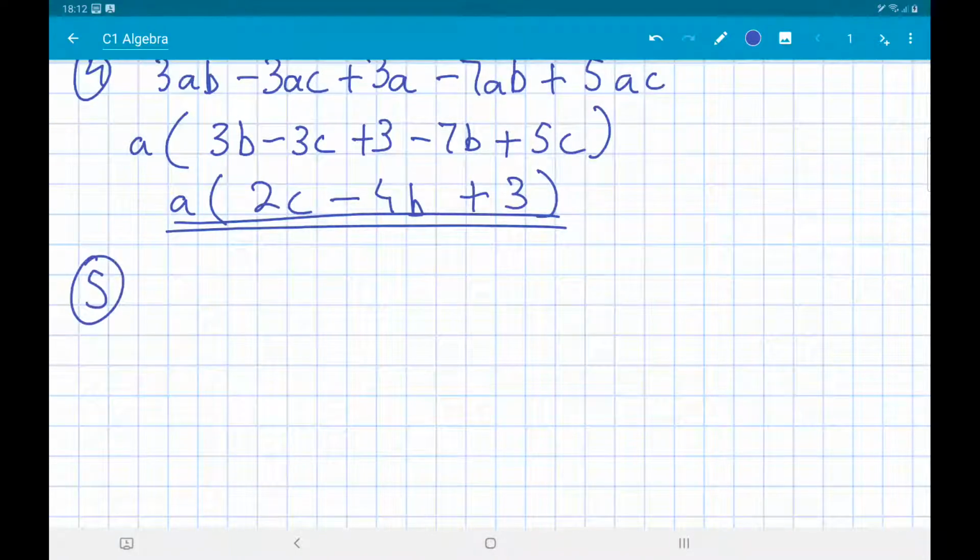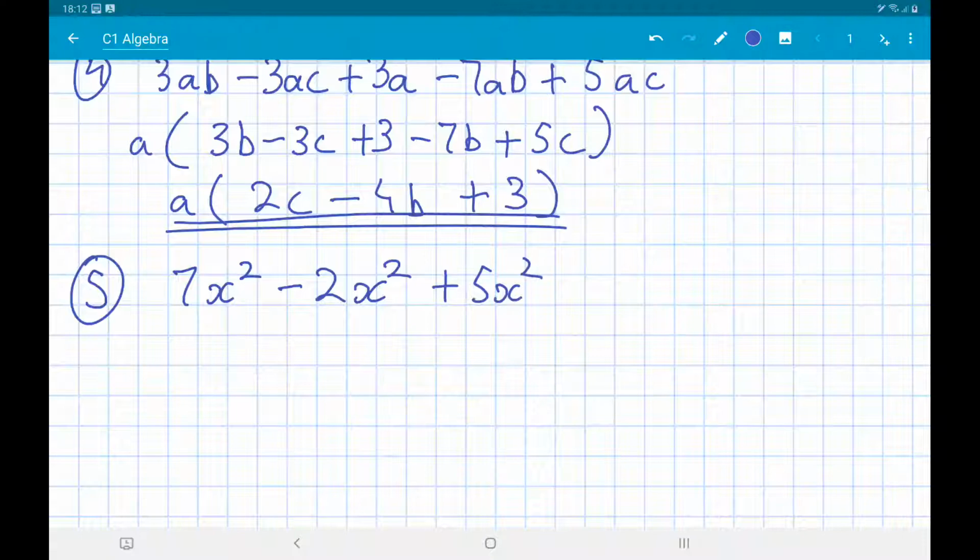Number 5, moving on. 7x squared minus 2x squared plus 5x squared minus 4x squared.